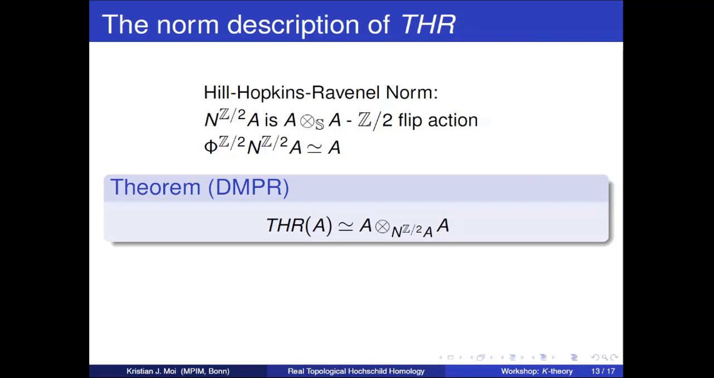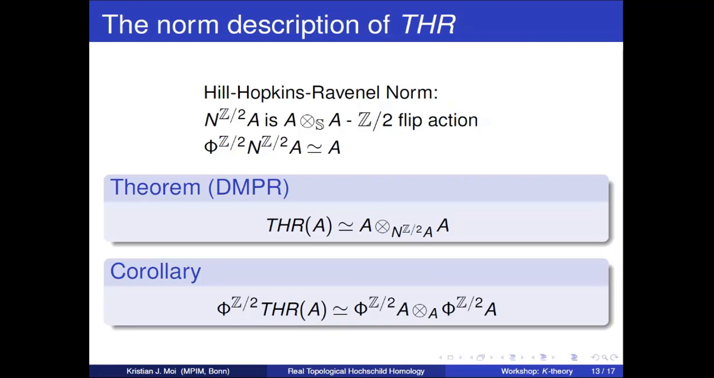In particular, this has a very nice consequence. This is how we get the intrinsic description of the geometric fixed points of THR. The corollary is that we get this. The functor Φ distributes over the tensor product, so to get this formula you apply it upstairs, it goes inside here, and then we use the formula that the geometric fixed points of the norm are just A itself, so here we get A.